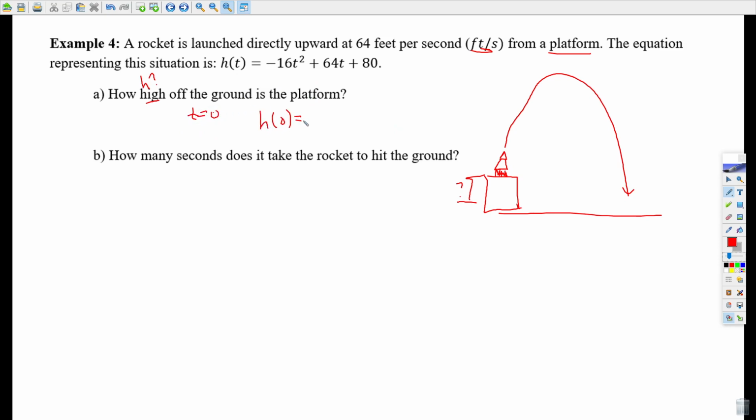We'll have h of 0. It's just like the last problem. Negative 16 times 0 squared plus 64 times 0 plus 80. So if we were to evaluate this at 0 seconds, this becomes 0. This becomes 0. 0 plus 80. So it looks like the platform would be 80 feet. So I'll just fill that in here. 80.